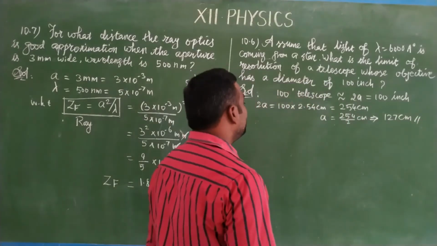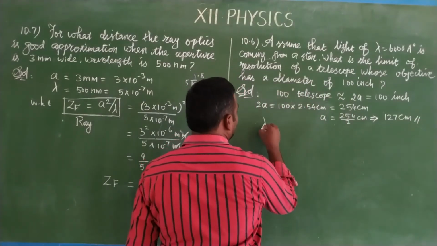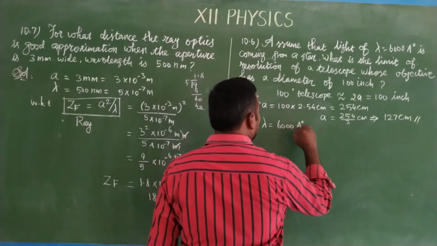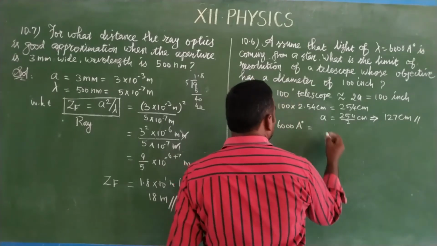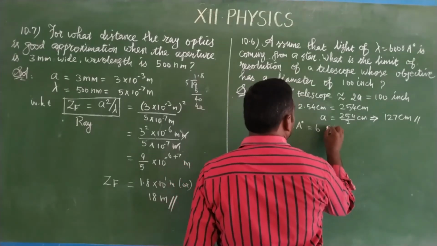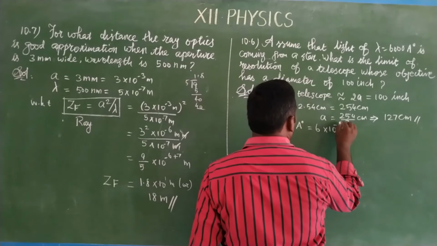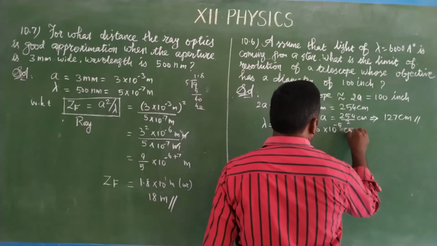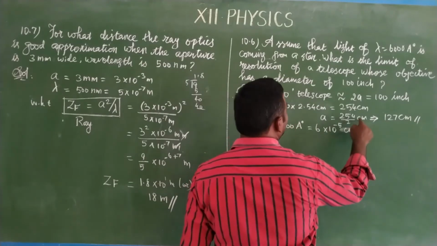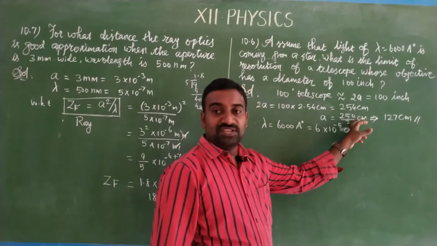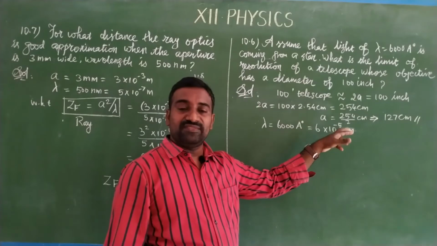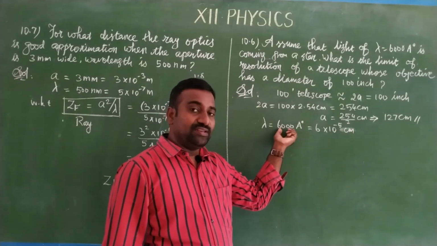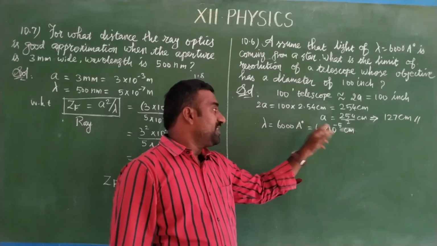Next, the incident wavelength of the light coming from the star is 6000 Angstrom. Converting that into meter, it is 6 into 10 to the power minus 7 meter. Since the width is given in centimeter, I convert this value also into centimeter instead of meter. 10 to the power minus 2 means centi.